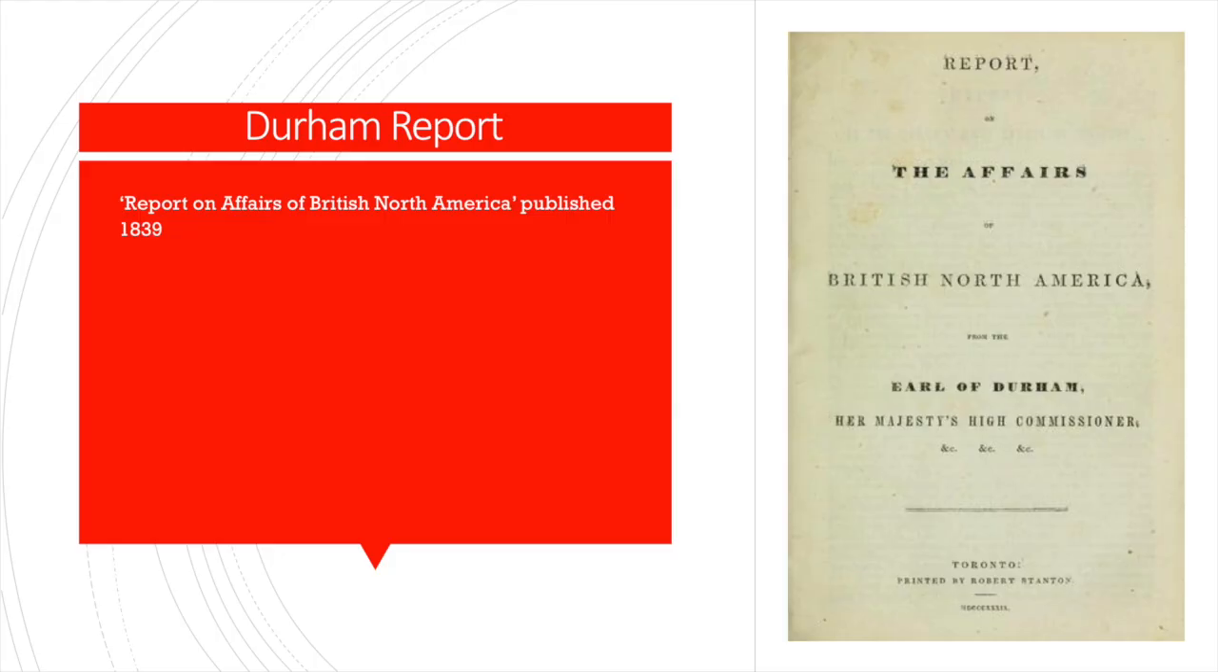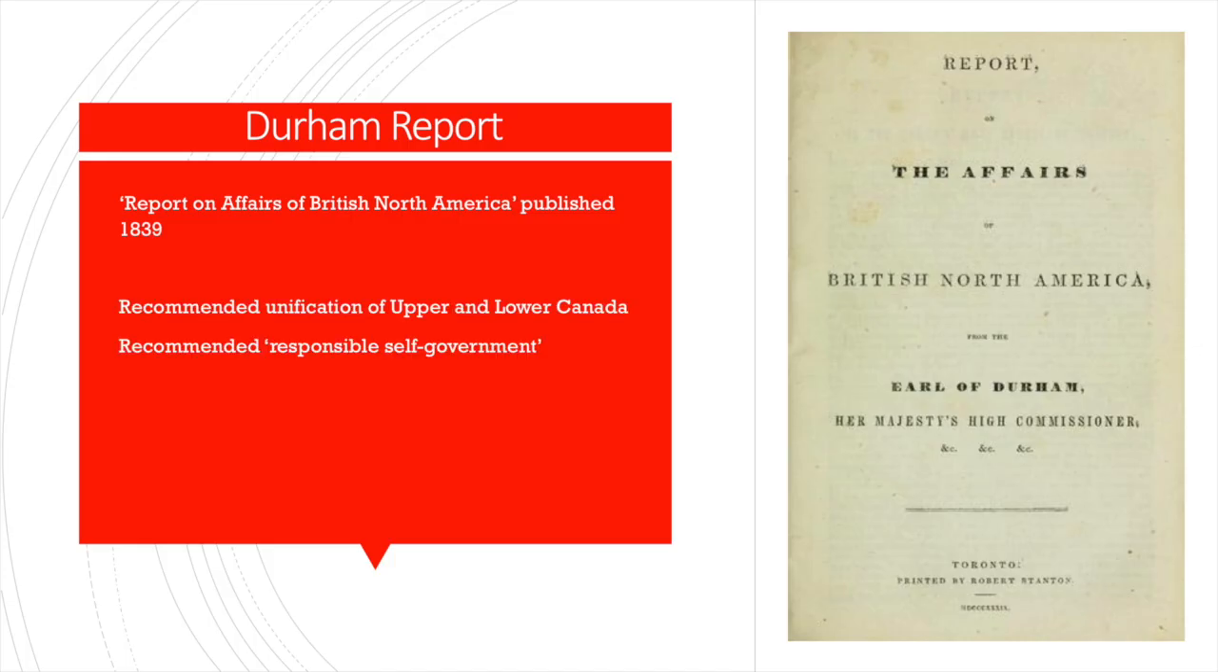So he published the Durham Report, known as the Report on the Affairs of British North America, in 1839. And what this held was his recommendations of how to solve the problems. He recommended that Upper and Lower Canada be unified into one colony. He recommended that the British Parliament grant the Canadas this responsible self-government which they were demanding, meaning that they would have more autonomy in their legislation and in their day-to-day administration.